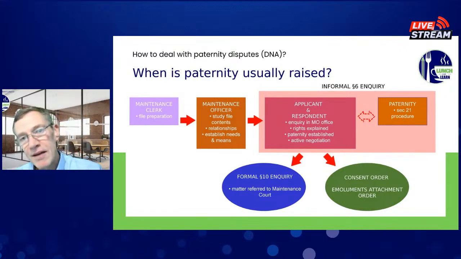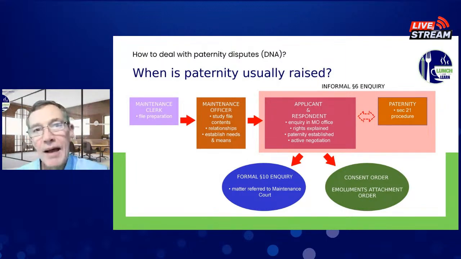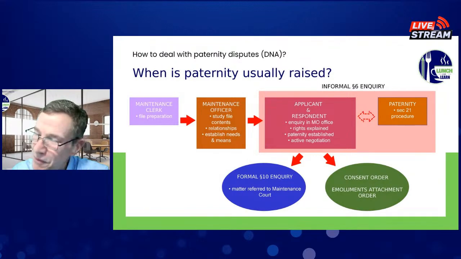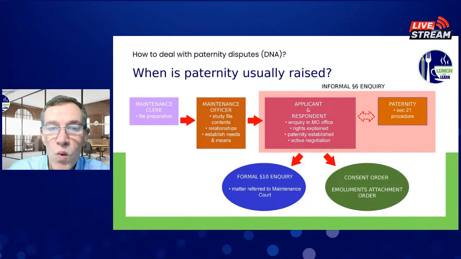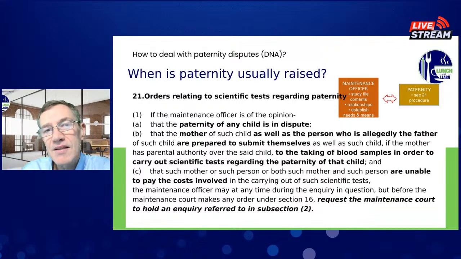So during the Section 6 inquiry, the respondent says, but I do not agree to that. At any stage that the maintenance officer is of the opinion that parental paternity might be in dispute, there's an obligation upon the maintenance officer in terms of Section 21 of the Maintenance Act, as well as the codified instructions, the DOJ Code 26 of 2015, that the maintenance officer then act in accordance with Section 21. And Section 21 deals with orders relating to scientific testing.